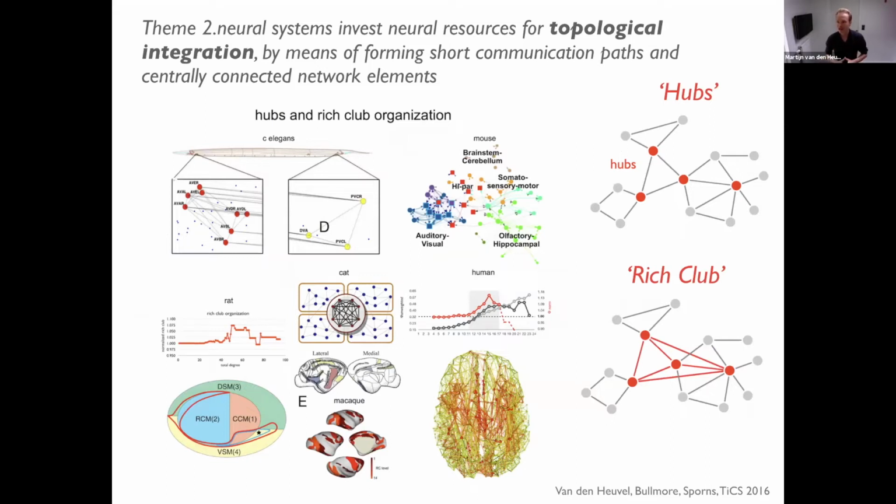So there is also a second theme that is very apparent, again, all the way from the worm brain to the mouse brain to the human brain. And that is that all of these networks also tend to show a high level of investment in features that might bring topological integration. And these often are very expensive features of neuronal organization. Things like short communication paths, or for example, the existence of hubs within networks. Some areas that have many more connections than others, and as such might form a sort of integration-rich club within the overall system.